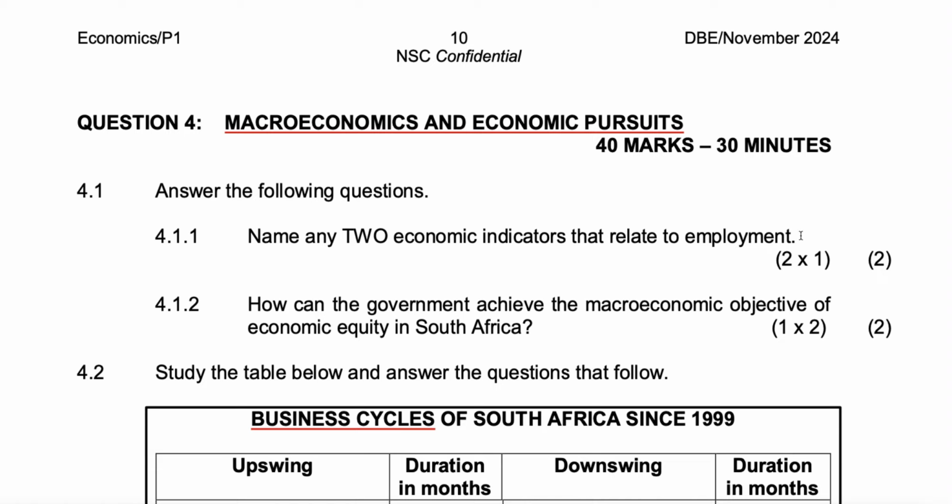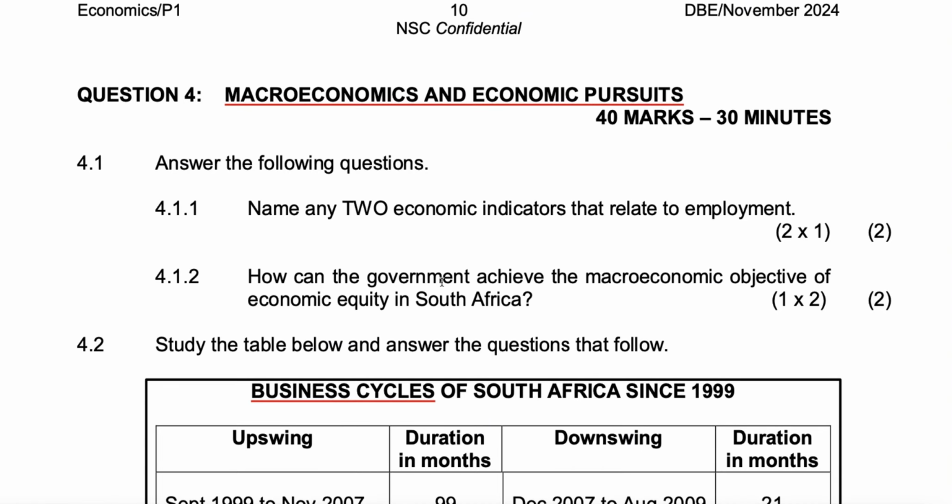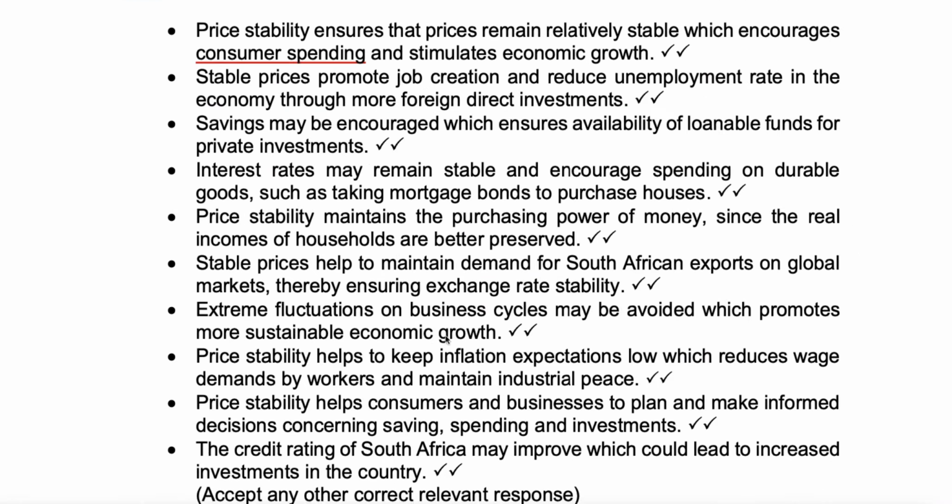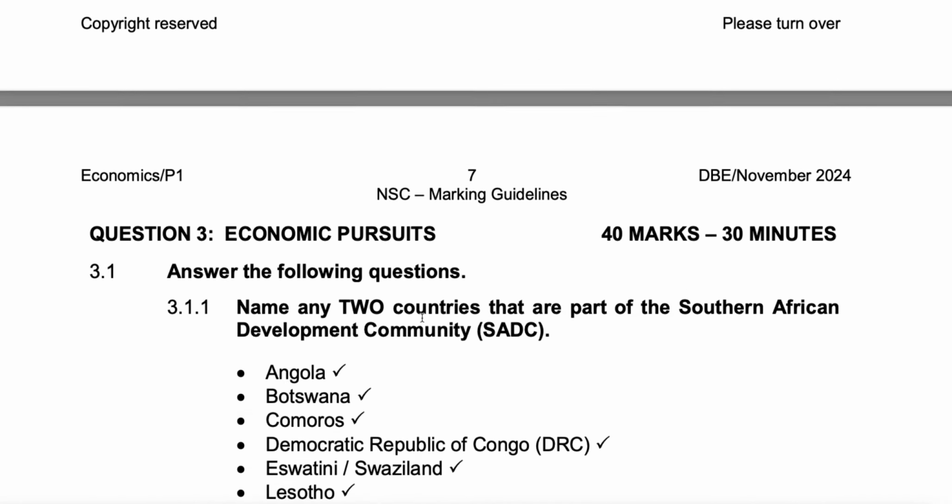Right, name any 2 economic indicators that relate to employment. Well, you can say the employment rate, unemployment rate. You can say economically active population, EAP. How can the government achieve macroeconomic objective of economic equity in South Africa? Well, they can use a progressive income tax system. They can redistribute income using social grants. They can make use of certain policies that would sort of favor the marginalized or previously marginalized groups. That is something that is redress sort of. So anything along those lines.